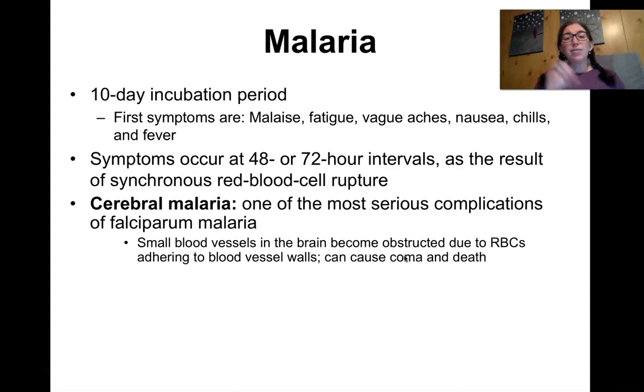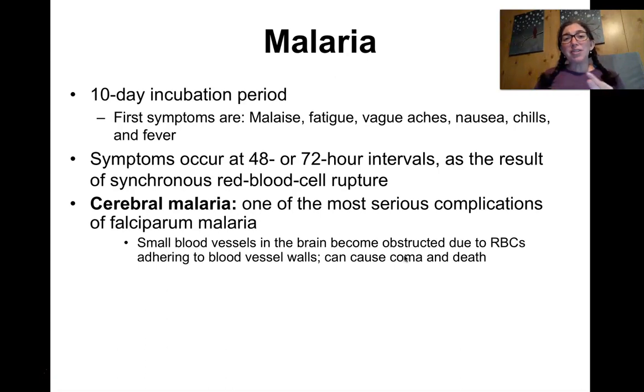And those fevers are basically induced by the rupture of those red blood cells and the massive explosion of merozoites into the bloodstream before they reinfect new red blood cells. What's really dangerous, so this disease can cause anemia. It can also cause issues with blood sugar regulation because your red blood cells use a lot of glucose, and these parasites actually use a lot of glucose. So it can cause complications from blood sugar levels.